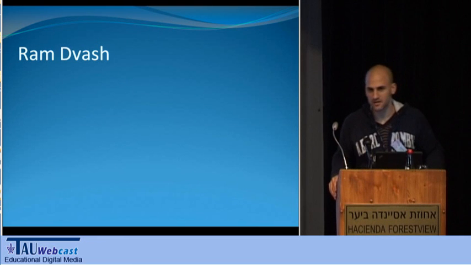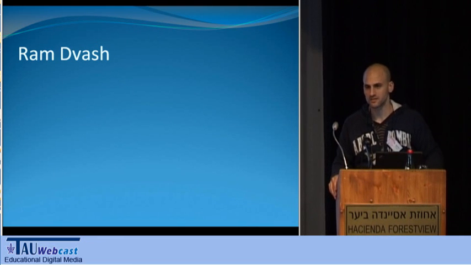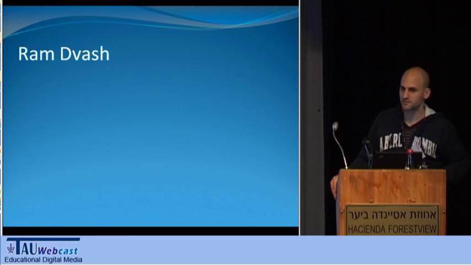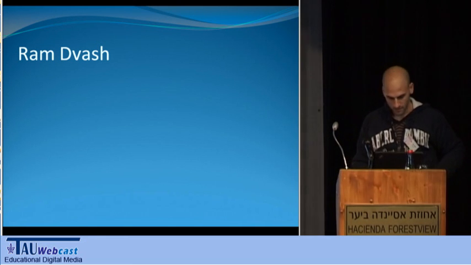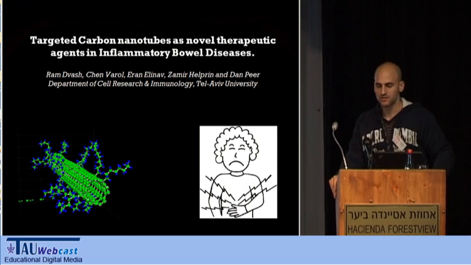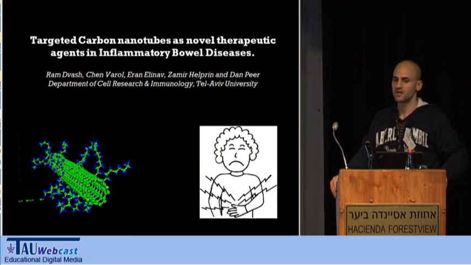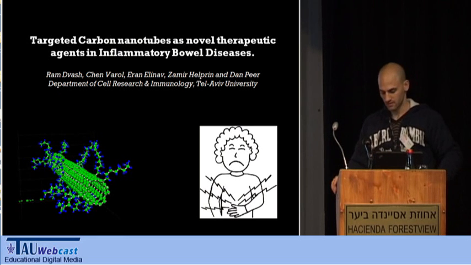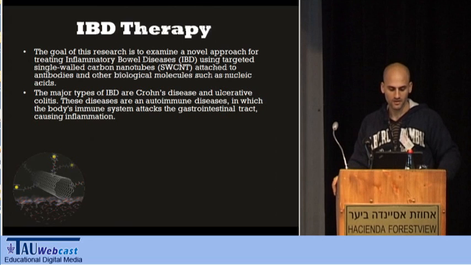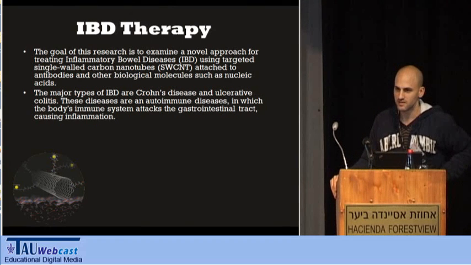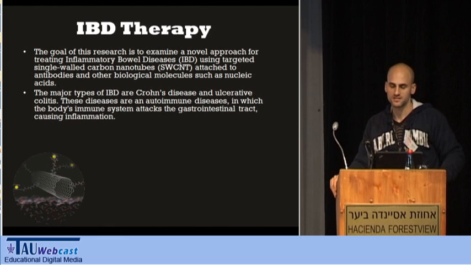Hello, my name is Ram Dvash. I'm a master student at Dr. Dan Peer's Laboratory of Nanomedicine from Life Science Faculty, Department of Cell Research and Immunology. In our research, we are using carbon nanotubes as a therapeutic agent treating inflammatory bowel diseases, abbreviated IBD. The major types of IBD are Crohn's disease and ulcerative colitis.